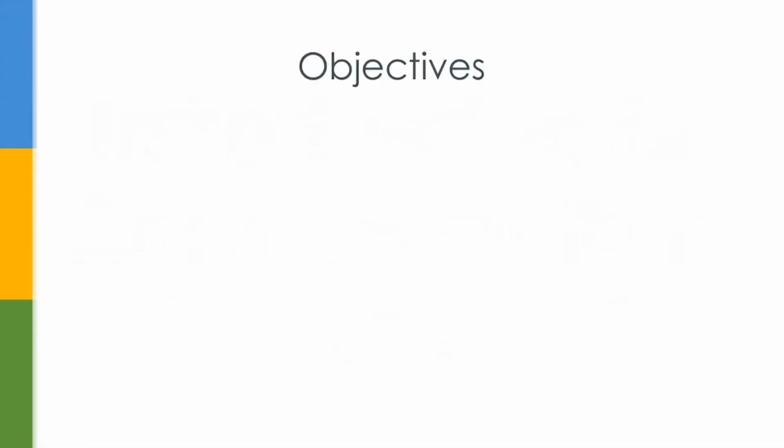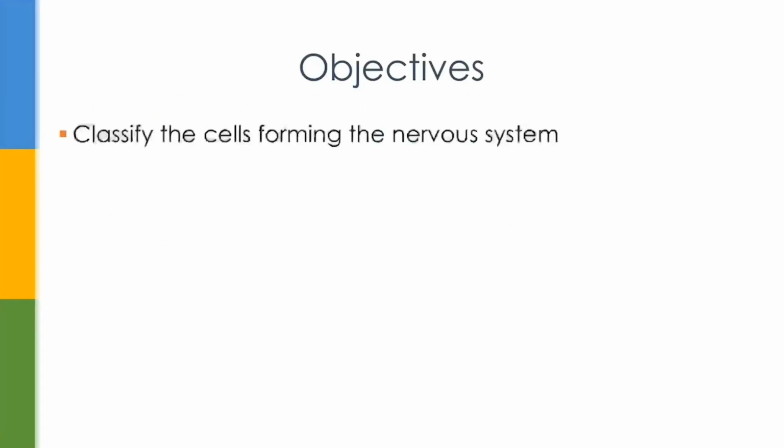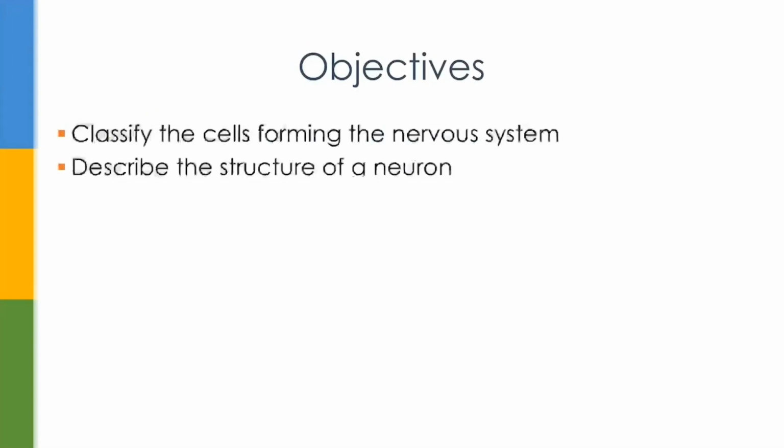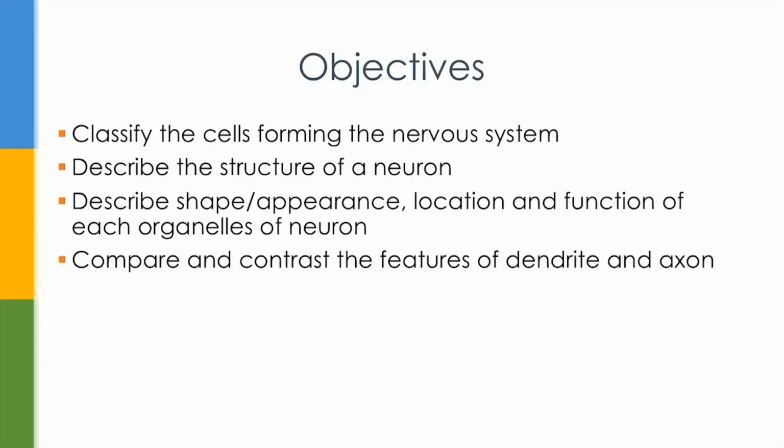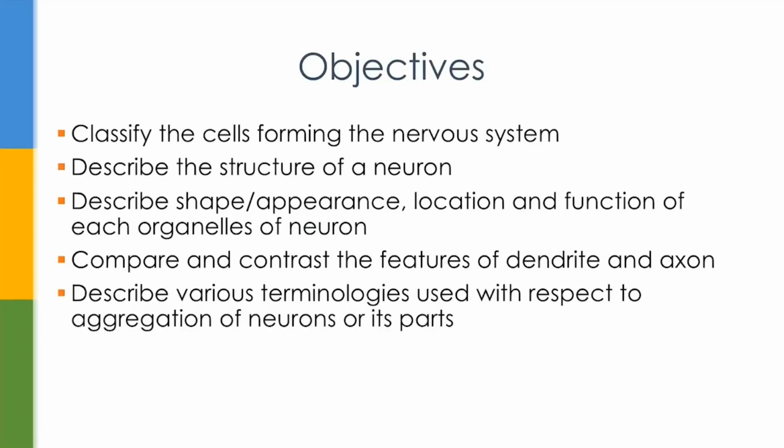Objectives of this session are: at the end of watching this video, you shall be able to classify the cells which form the nervous system, describe the structure of a neuron, describe the shape or appearance, location, and function of each organelle of neuron, compare and contrast the features of dendrite with that of axon, describe various terminologies used with respect to aggregation of neurons or its parts.